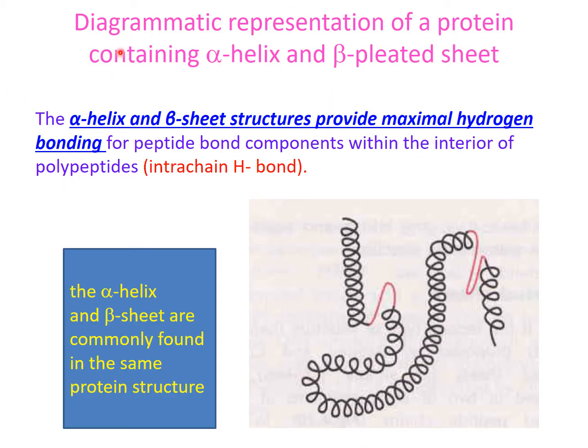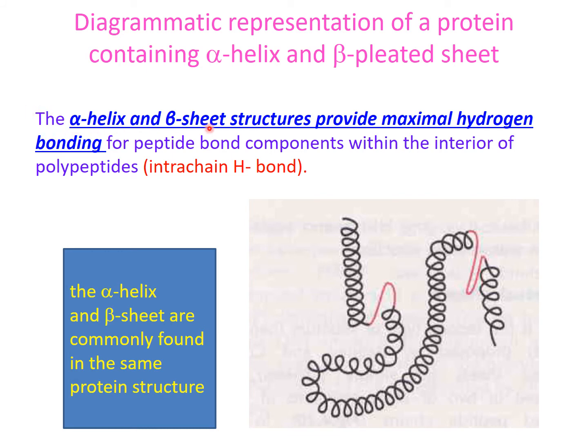Now this is the diagrammatic representation of a protein containing alpha helix and beta pleated sheets. This is alpha helical structure. The two helical portions are connected with these beta pleated sheets. So if you simply stretch the helical structure here, it will behave like the beta sheet.